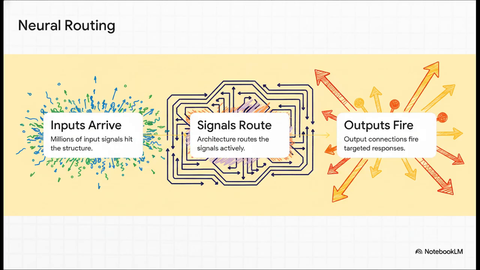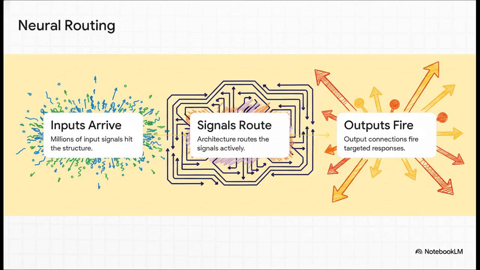Step 1, the input signals arrive. Millions of data points just bombard the structure. Then, step 2, the architecture routes the signals. And guys, this is where the magic really happens. Imagine your phone buzzes on your desk. Your basal ganglia has to actively route the decision to reach for it. It sends excitatory signals through the direct pathway to initiate the movement, while literally at the exact same time sending inhibitory signals through the indirect pathway to suppress the urge to just keep your hands still. It's a completely dynamic routing process based 100% on its structural wiring.